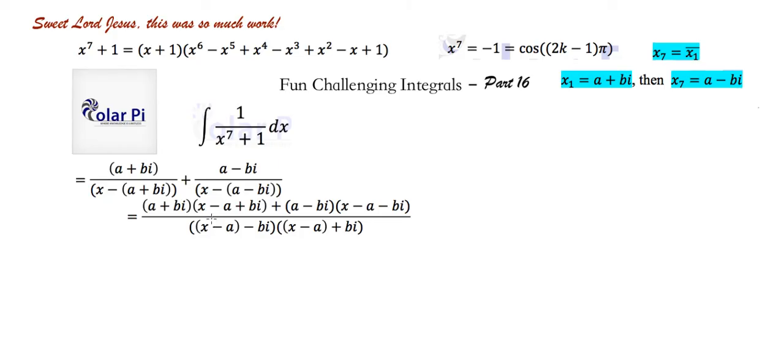Namely, it's going to be this squared plus b squared, right? Okay, and you can check by difference of squares that it will work out that way, yeah? x minus a squared plus b squared.